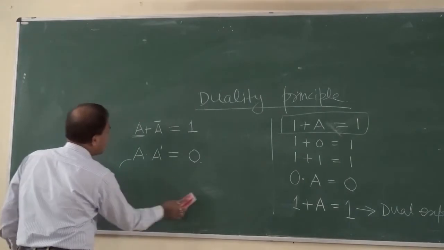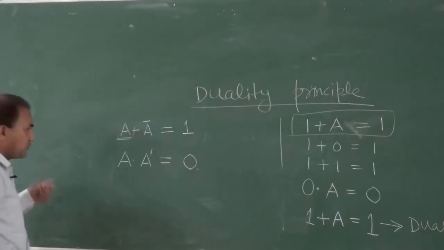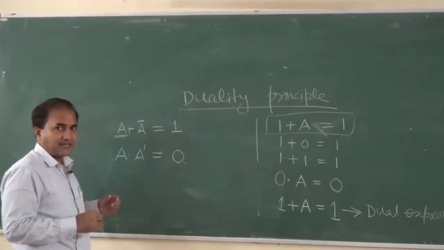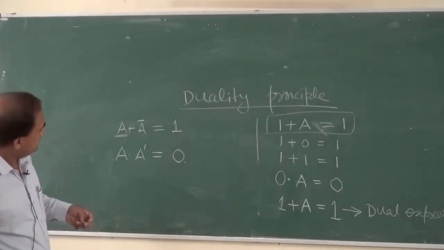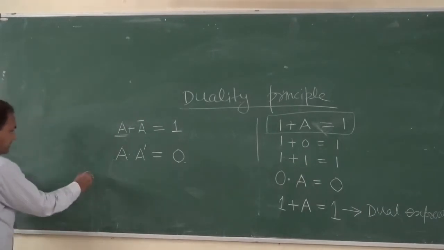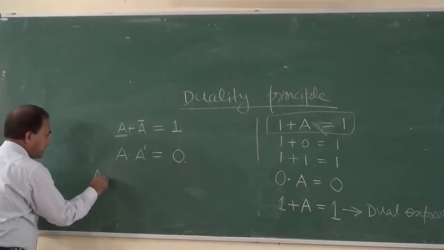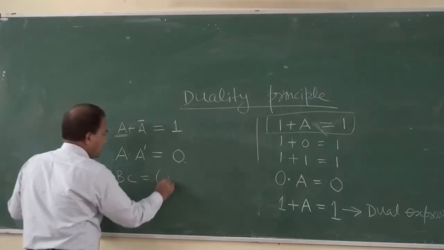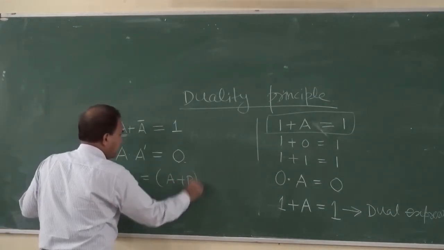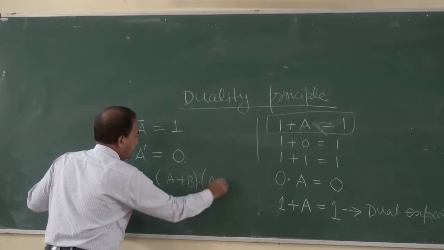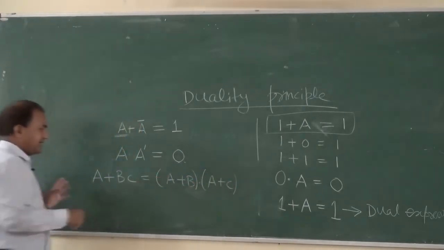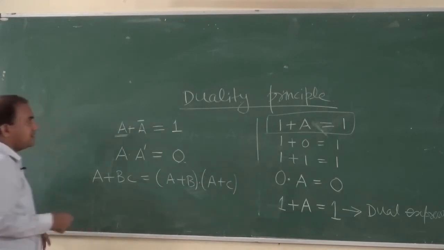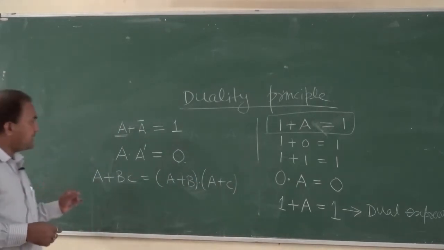So you have to know the basic theorems or basic rules so that you can simplify any logic expression, any Boolean expression. Then you can write, this is very important, A plus BC is equal to A plus B into A plus C. Just now you have seen its proof. This is very important for simplification by using the algebraic method.